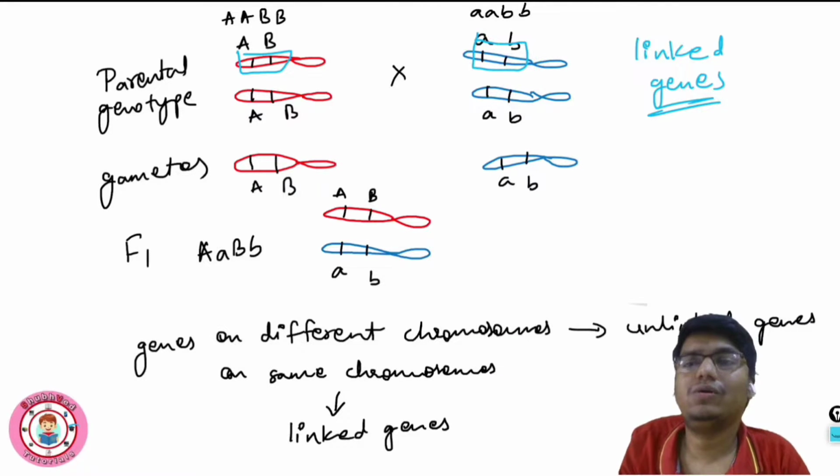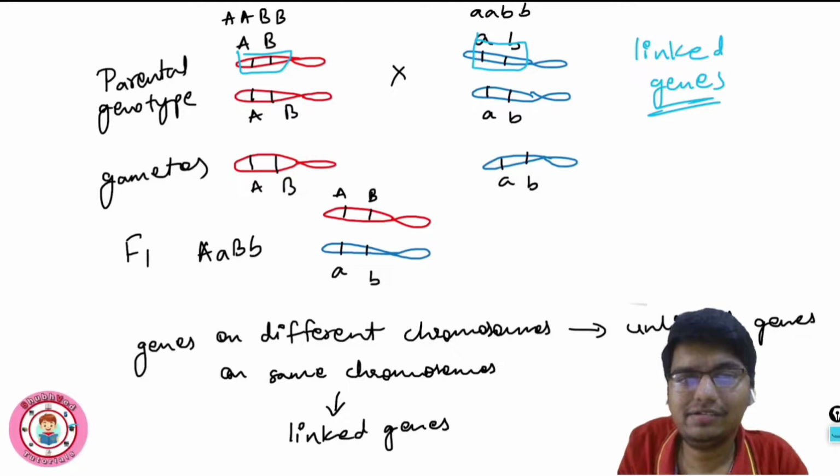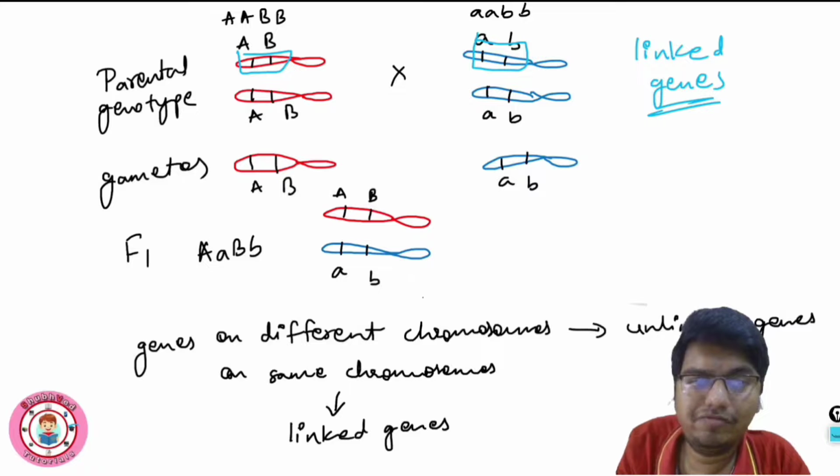In the previous video, we saw what are linked genes and what are unlinked genes. So now we will see how these linked genes are inherited, means passed on to the offspring. Now in linked genes, see this is the F1 offspring which is having this type of genotype.